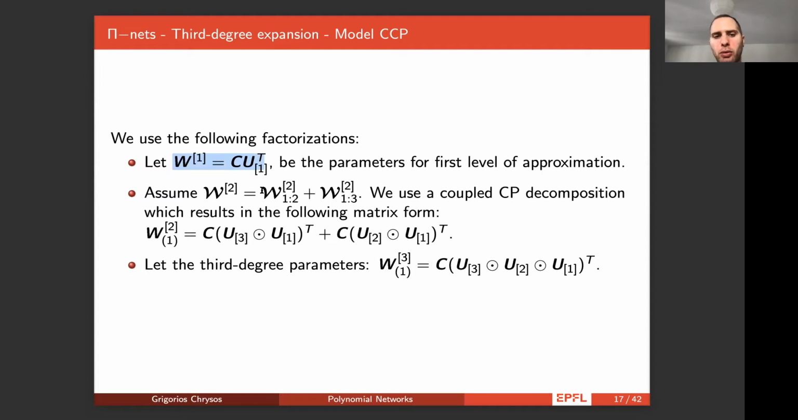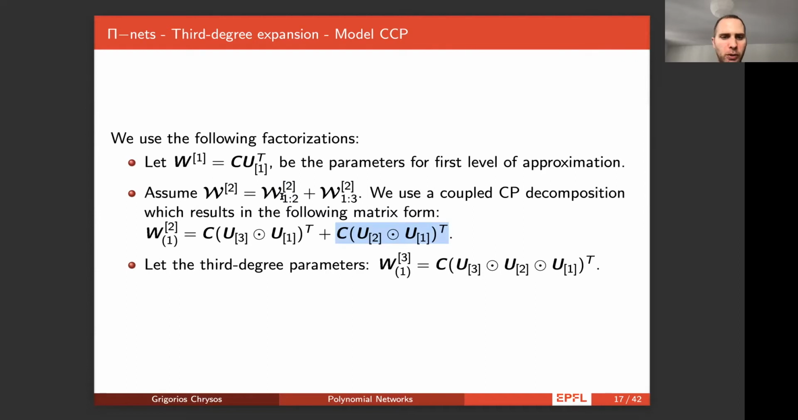For W2, we assume that it decomposes in this additive correlation, W12 and W13. Even though the indices seem a bit confusing at the moment, it will make sense when I present the hierarchical structure and why it is 1, 2, and 1, 3. And then what we do is apply a CP decomposition in each of these two tensors independently. So this results in these two matrices. Actually, they should be transposed.